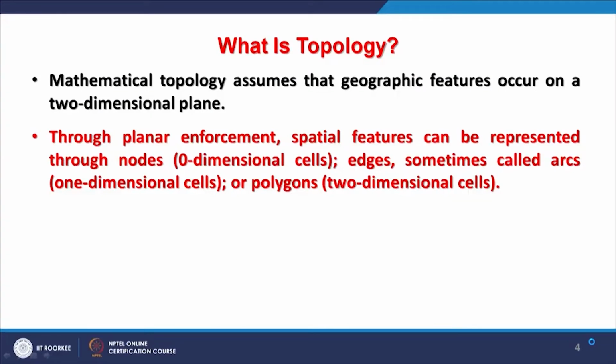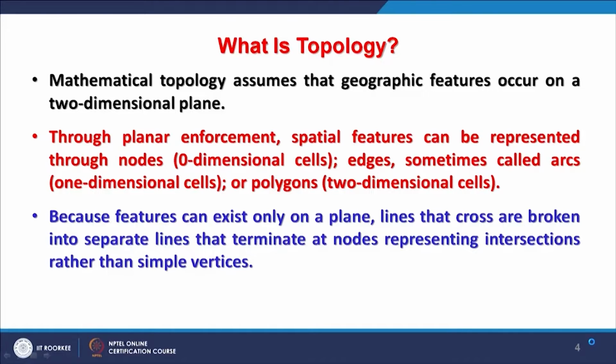And this is what topology does: it creates the relationship between two adjacent objects, features. Here our features are polygons. Mathematically, topology assumes that geographic features occur on a two-dimensional plane, through planar enforcement, because we think in terms of a flat plane or a map. So, instead of a 3D surface, we represent that 3D surface in 2D. That is why, through planar enforcement, spatial features can be represented through nodes, that is points, which are 0-dimensional cells, edges, also arcs or lines, and polygons, which are 2-dimensional cells, or vector entities.